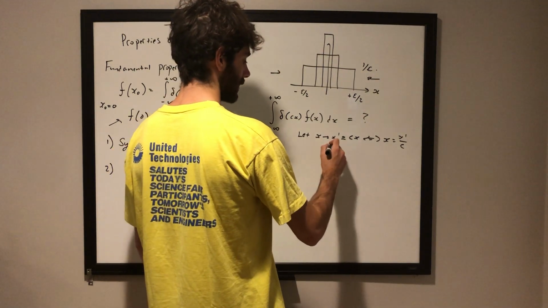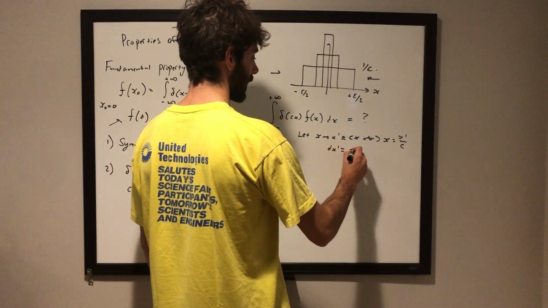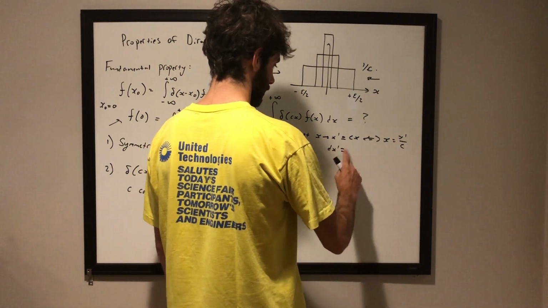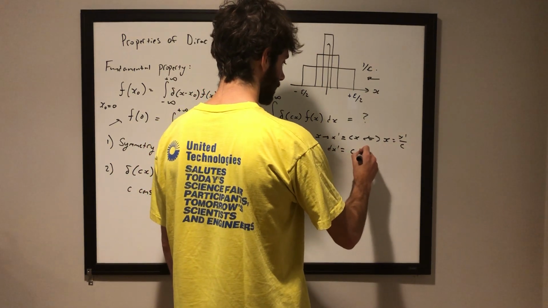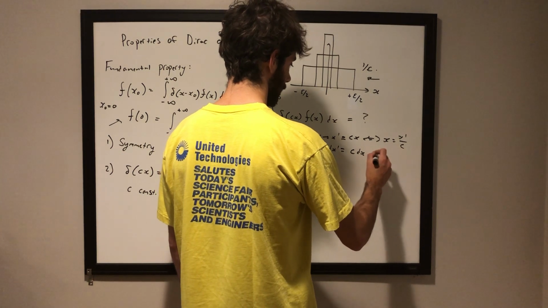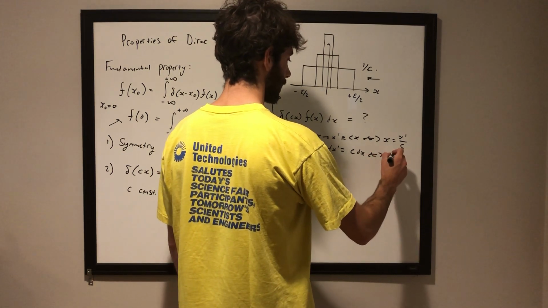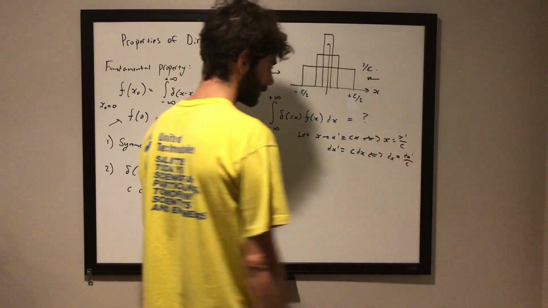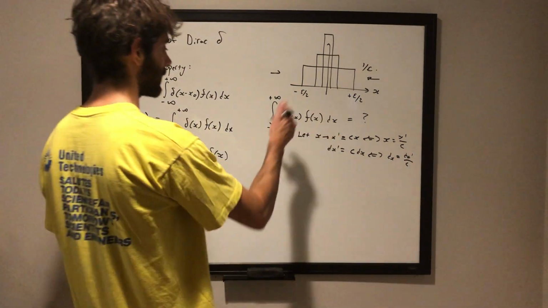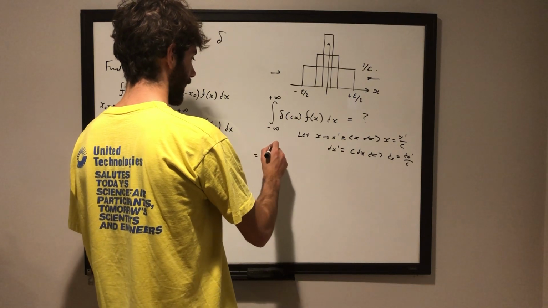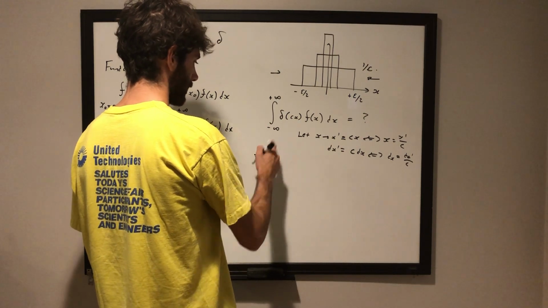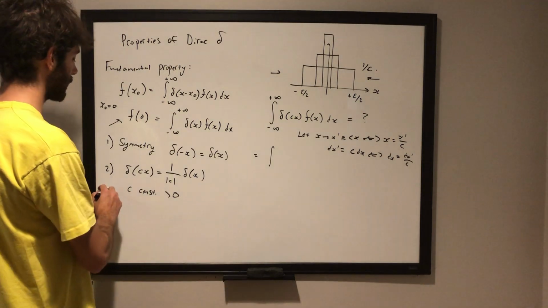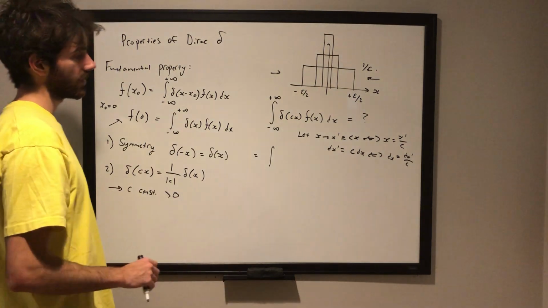Similarly, we get dx prime is c dx, or equivalently dx is dx prime over c. So substituting those in, we have to consider how the bounds of the integral change. This is why I'm choosing to focus on c positive.